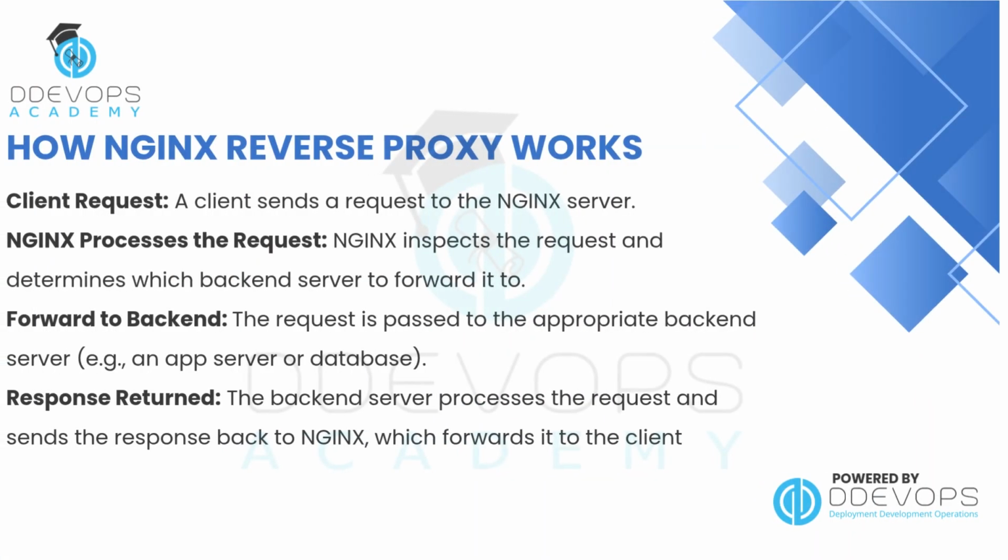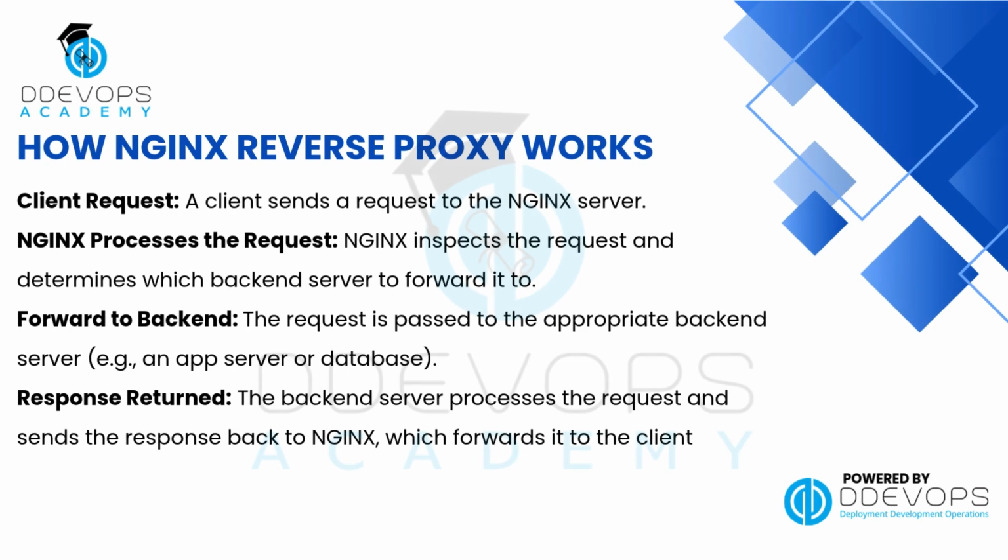How Nginx reverse proxy works. Client request. A client sends a request to the Nginx server. Nginx processes the request. Nginx inspects the request and determines which backend server to forward it to. Forward to backend. The request is passed to the appropriate backend server, for example an app server or database.